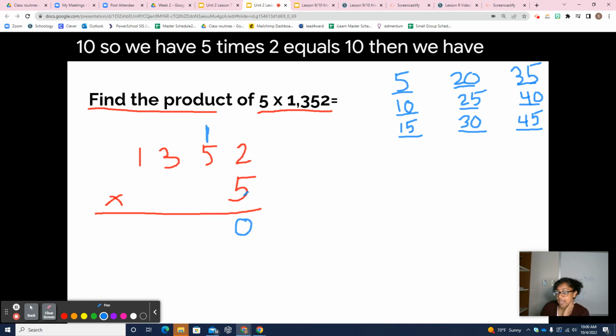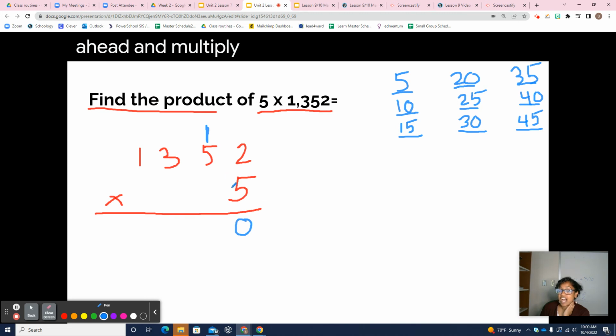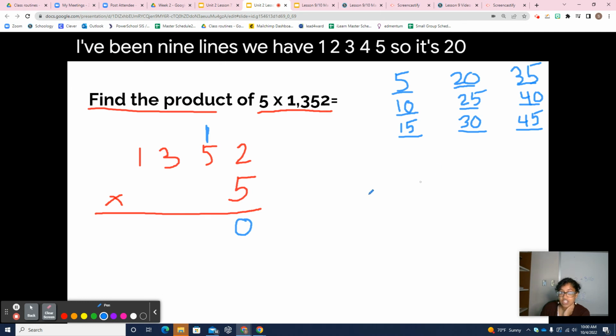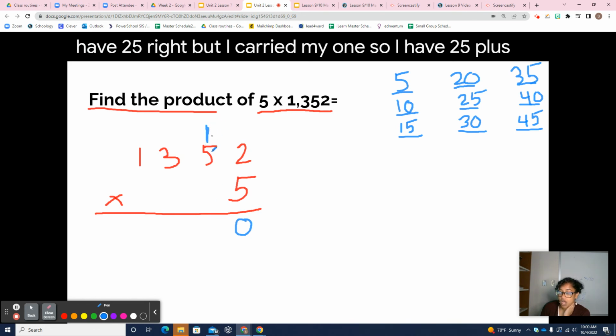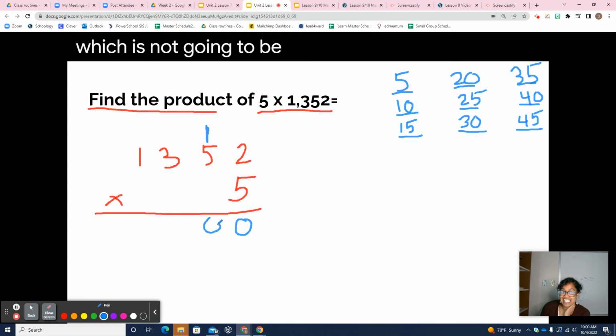Then we have to multiply 5 times 5. Let's find 5 times 5 with our 9 lines. We have 1, 2, 3, 4, 5. That's 25. But I carried my 1, so I have 25 plus 1, which is now 26. So I'm going to put down the 6 here and carry my 2.